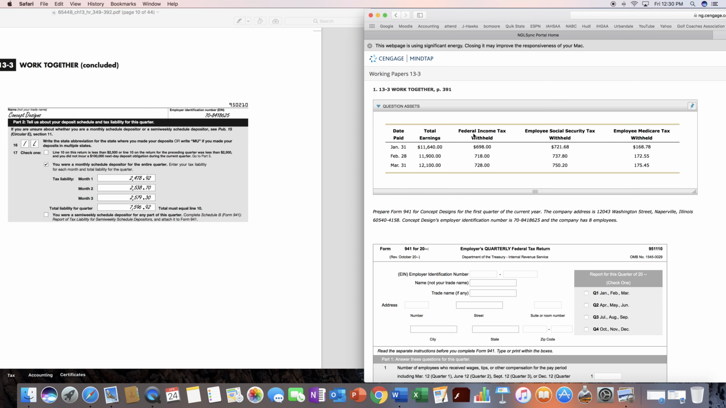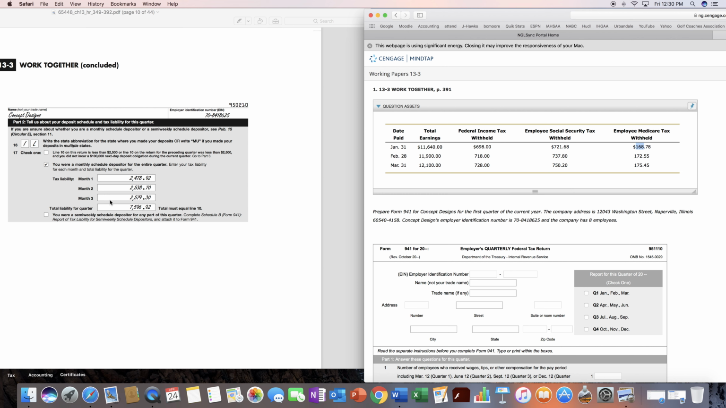Again, this federal income tax is only paid by the employer. We withhold this amount of money from the employee for Social Security, withhold this amount for the Medicare, and then the employer has to match it. So we take 721.68 times 2, get a number. 168.78 times 2, get a number. You add those two numbers up and add it to 698, and that's where you get the total.